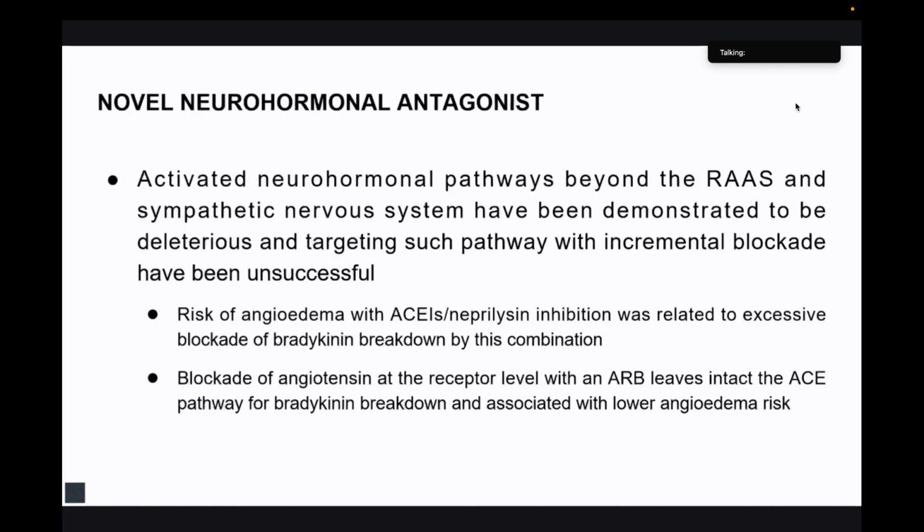The risk of angioedema was related to excessive blockade of the bradykinin breakdown with this combination. But with the blockade of the angiotensin at the receptor level using your ARB, it leaves an intact ACE pathway for the bradykinin breakdown. This results in a lower angioedema risk. So instead of using ACE inhibitors combined with neprilysin inhibitor, it has been shown that the combination of ARB and neprilysin inhibitor has a lower angioedema risk.